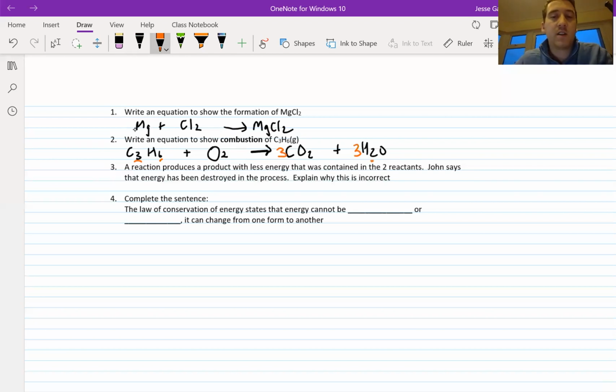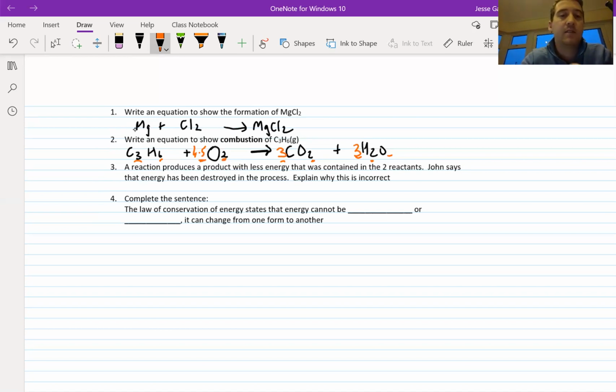Let's count the oxygens now. I've got 3 times 2 oxygens here, which is 6, and I've got 3 times 1 oxygen here, which is another 3. That's 9 altogether. I've got 2 here, so to turn this into a 9, I'll multiply it by 4.5. So that is a balanced equation there. Okay, now you might be tempted to multiply everything by 2 to get rid of this half. And normally that would be fine, but I can't do that here.